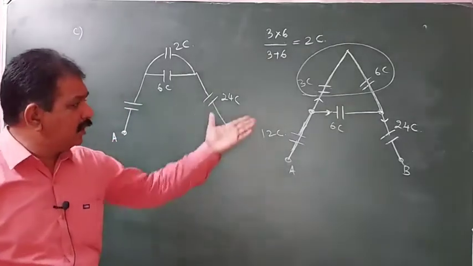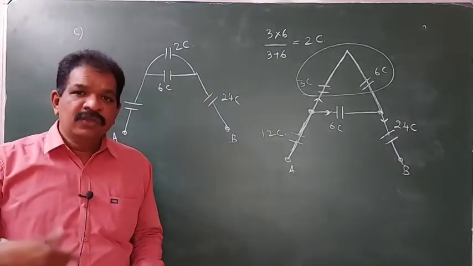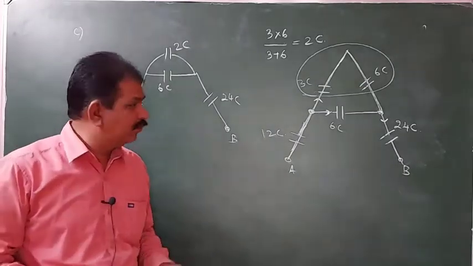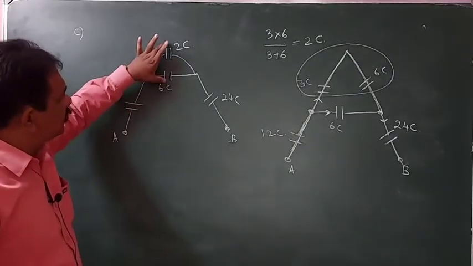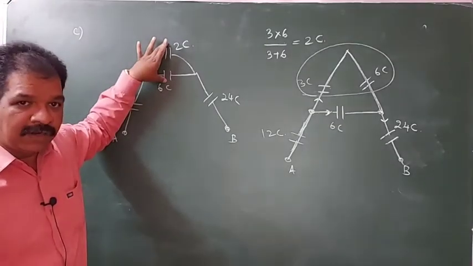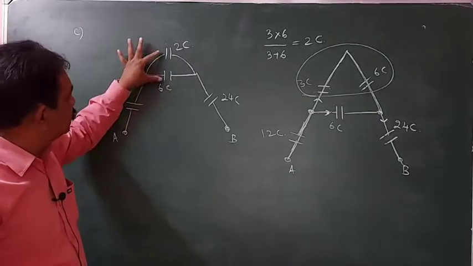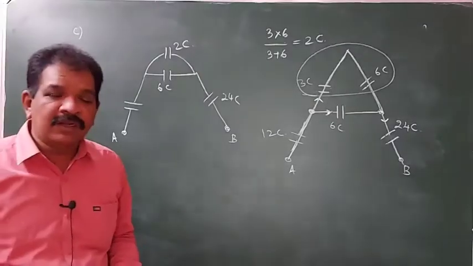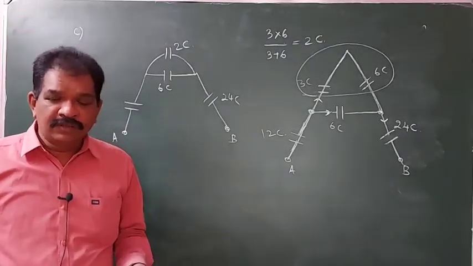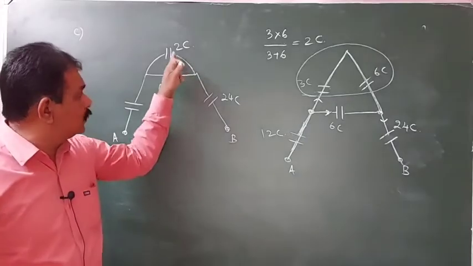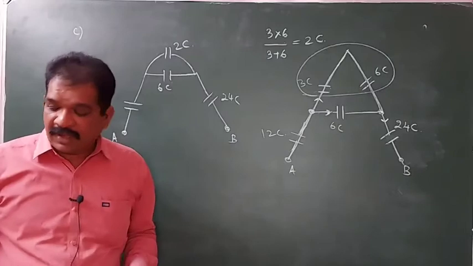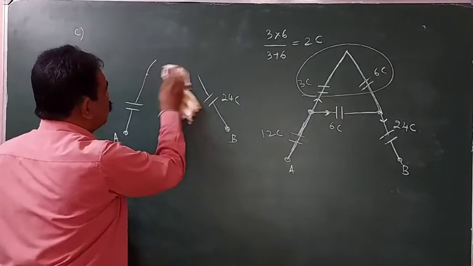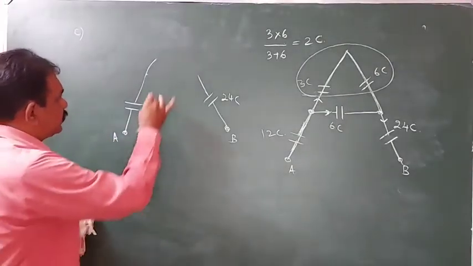Understanding? Initially try to draw the diagrams. After practice, no need for the diagrams. A single diagram only, we can solve. Understand? 2C, 6C. These two will be in parallel, obviously. Here the charge is divided, that charge is coming to here. So these two will be in parallel. Effective will be C1 plus C2, meaning 2C plus 6C. That value is equal to 8C.